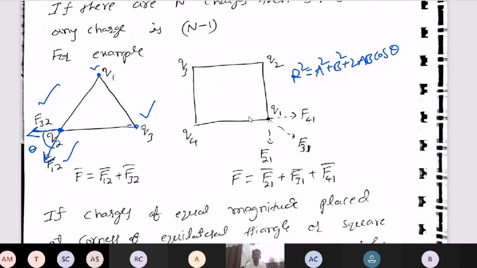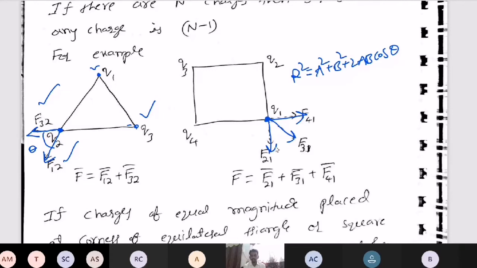Similarly, if you take four charges placed at the corners of a square, consider the force on Q1. Except this charge, three more charges are there, so there are three forces on that one. First you have to write each magnitude separately.